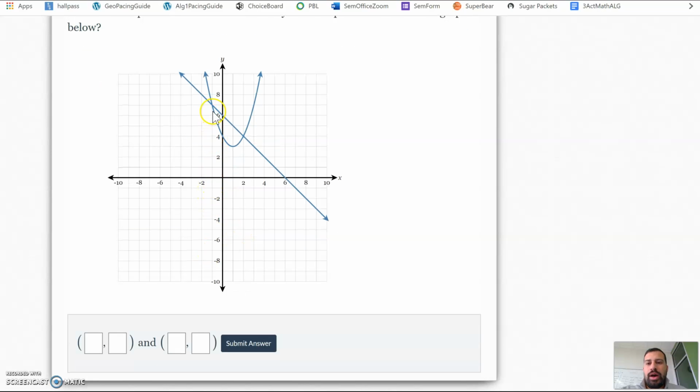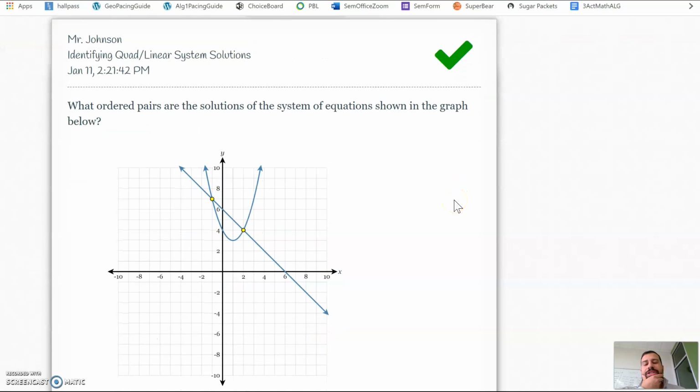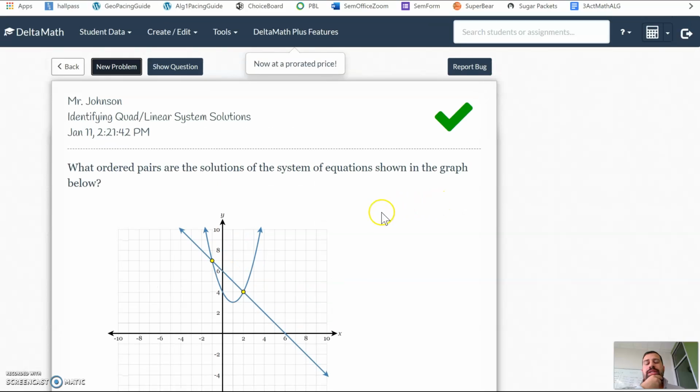So where do the lines cross? Well, it's crossing right here and right here. So this is at negative 1, 7. And this one is at 2, 4. Okay, and that's all that I have for you in this assignment.